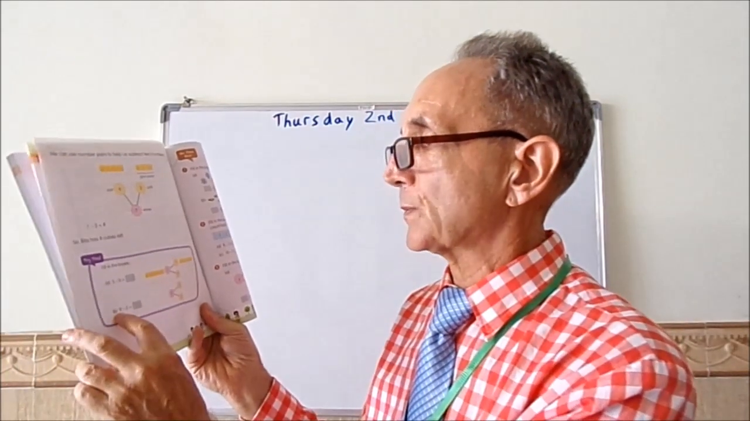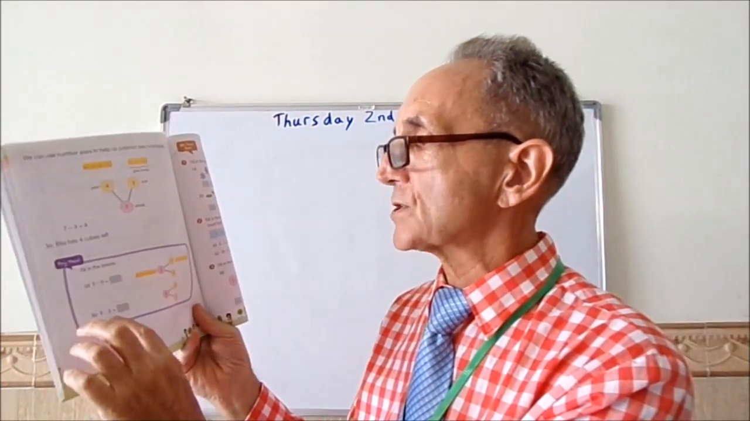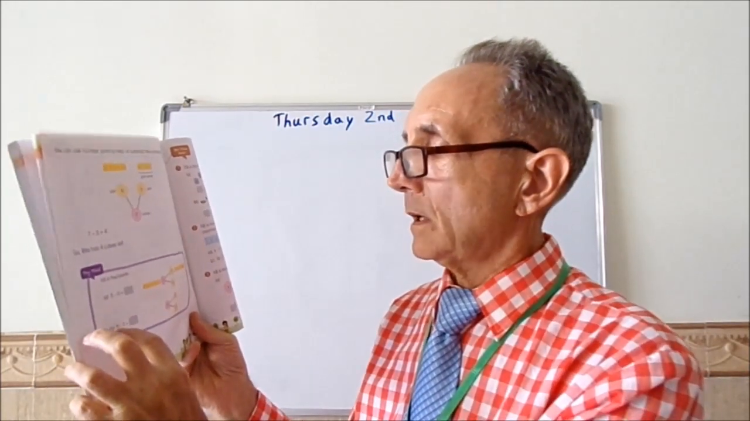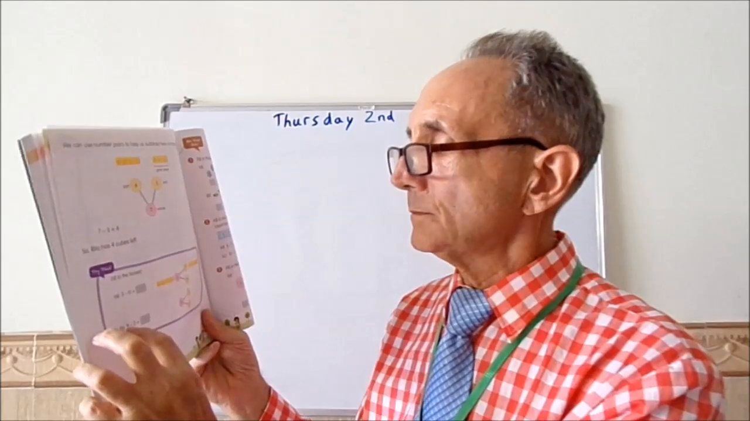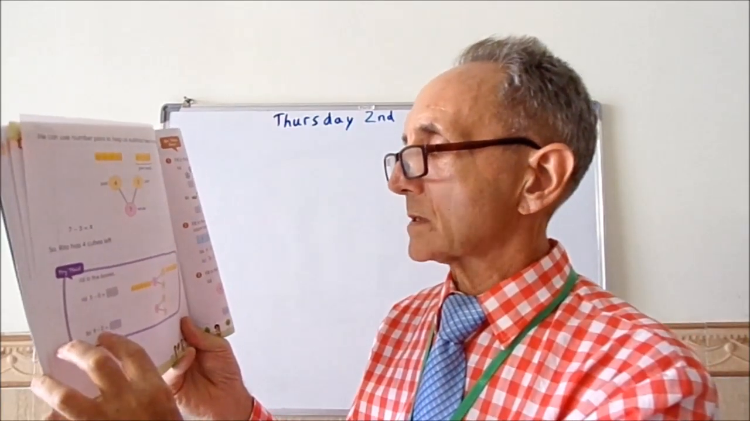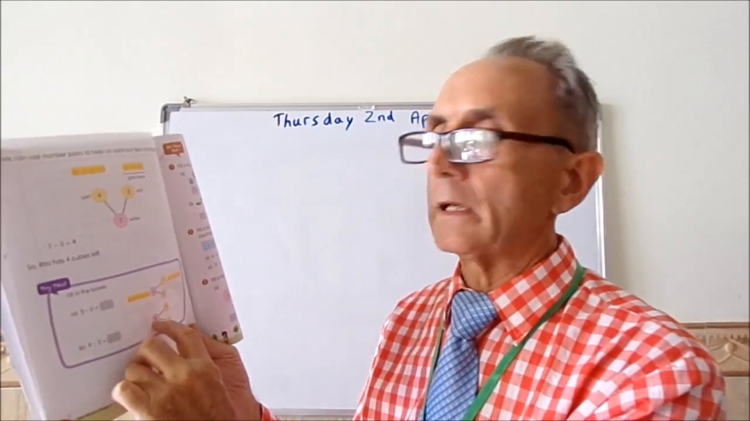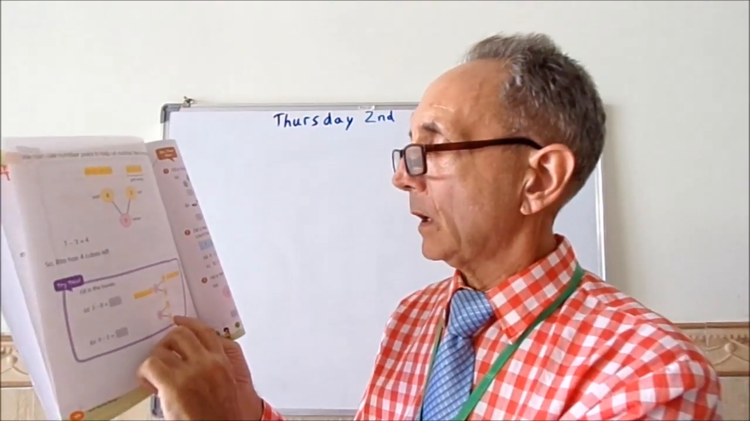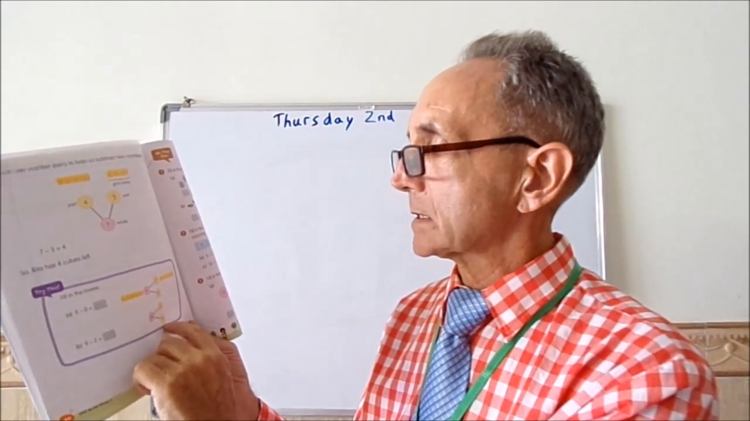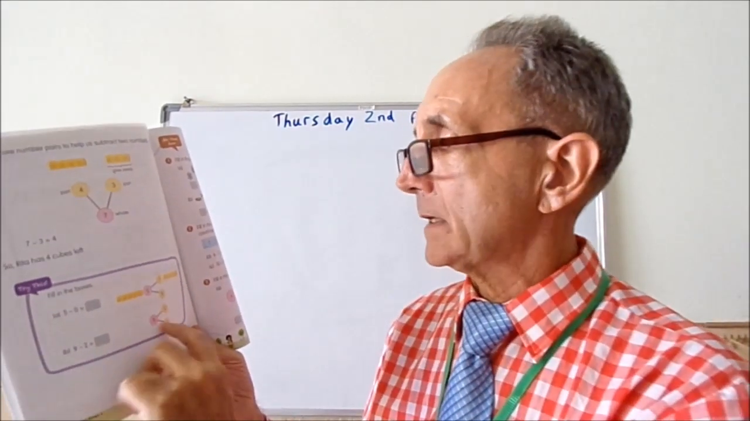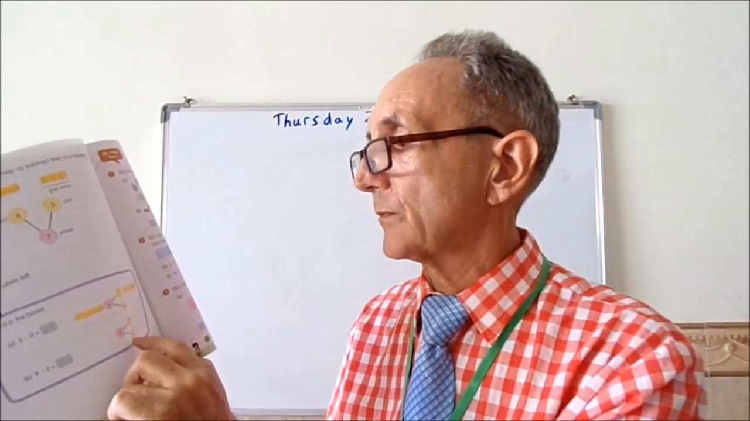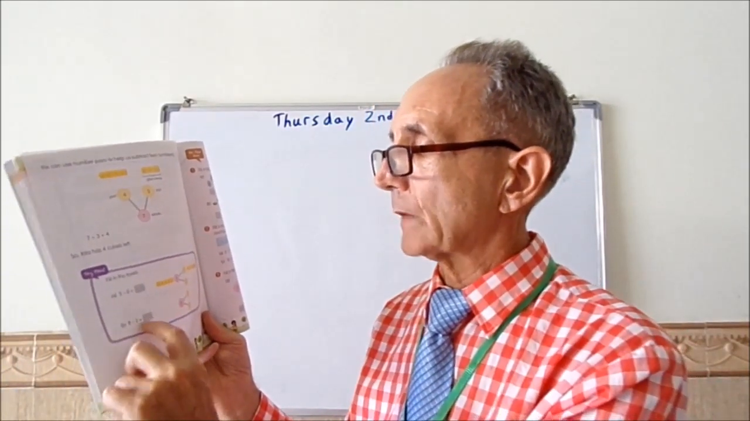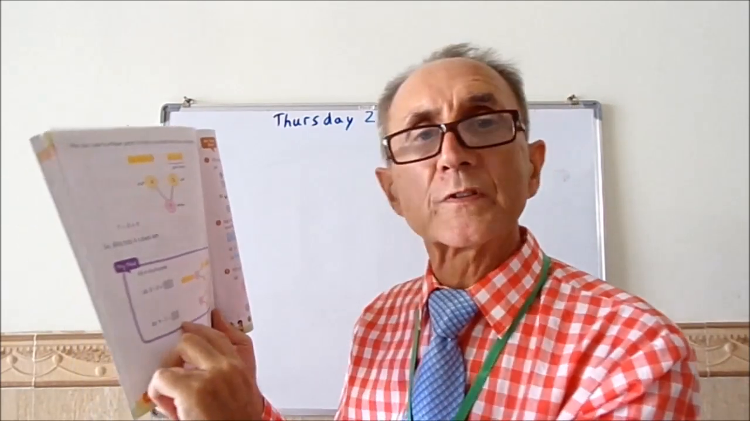Now let's look at this last one, B. 9 minus 2. 9 is the big number, and this is one of the small numbers. So 9 is the whole, and the parts are 2 and what? 2 plus what makes 9? The answer is 7, of course. 7 plus 2 equals 9. So 7 goes here. 9 minus 2 equals 7.